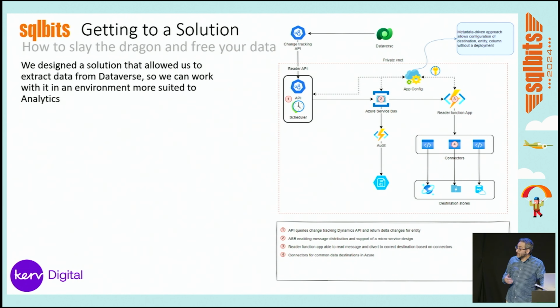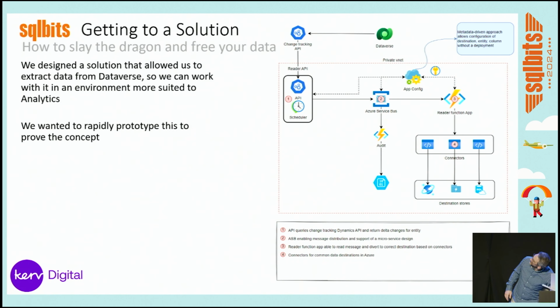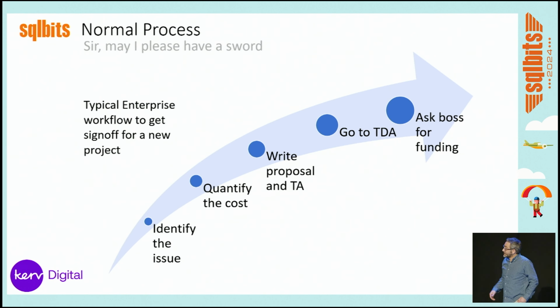As with any organization, we have a process for doing this. We'd effectively start off by identifying the issue. We quantify the cost. We say how much it's costing us at the moment and how much it's going to cost us. We write a proposal, or a draft TA, technical architecture documentation. We go to our TDA and convince them that this is a brilliant product. They say, yep, that's absolutely fine. We go back to our bosses and say, I need money. I need effectively to fund this project. And with cases like this, to be honest, we're okay.